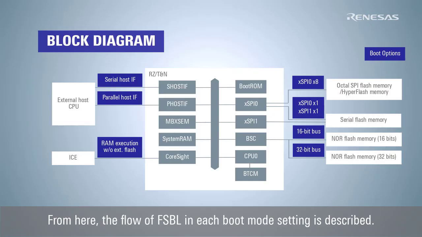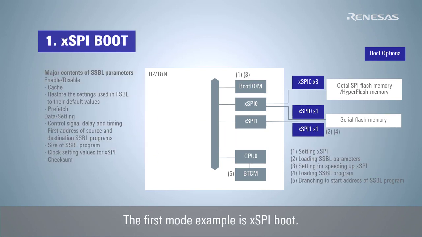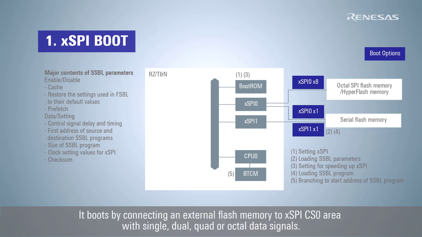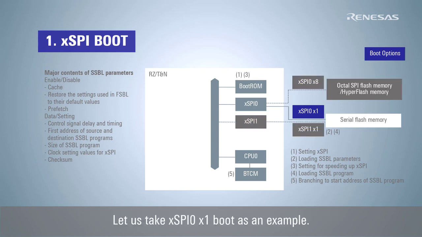From here, the flow of FSBL in each boot mode setting is described. Each device supports different boot modes, so please refer to the hardware user's manual for the device you are using. The first boot mode example is XSPI boot. It boots by connecting an external flash memory to XSPI CS0 area with single, dual, quad or octal data signals. Let us take XSPI 0x1 boot as an example.